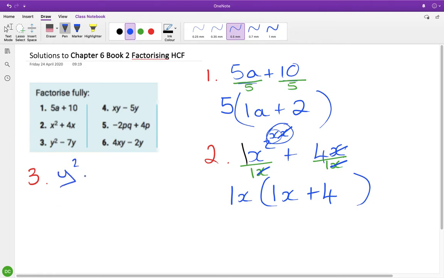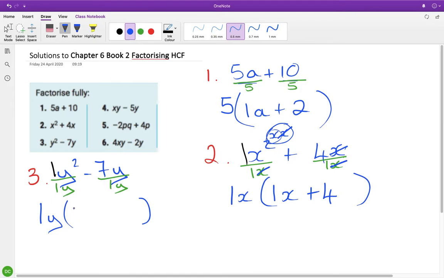Similar, y squared minus 7y. You have an invisible 1 here. So 1 is the only common number with 1 and 7. And here we have 2 y's, here we have 1, so we have a common y. Open up the brackets and divide this by 1y and divide this by 1y.